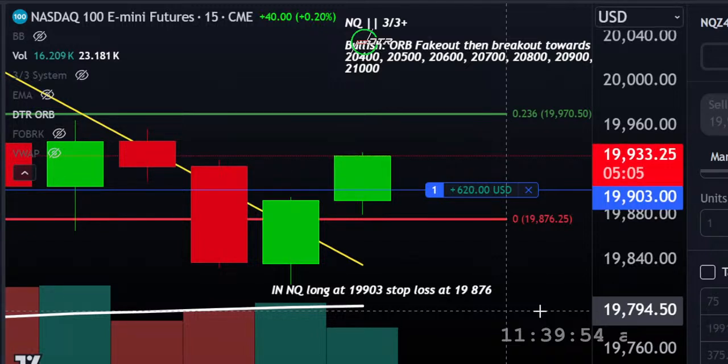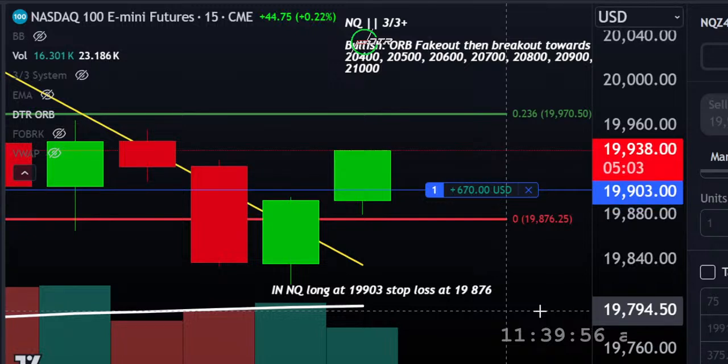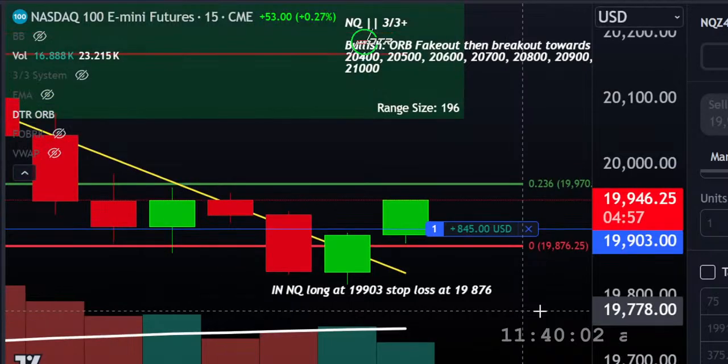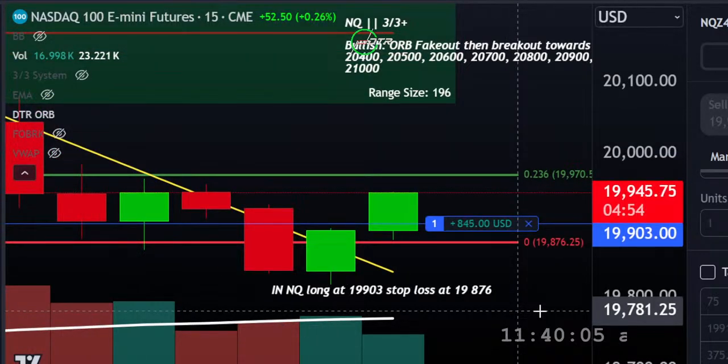Let's see if it's got the legs. So far, so good. So far, so good. All right, so, okay, much better. Fuck's sake, why don't I just wait for this one trade all day? Unreal.